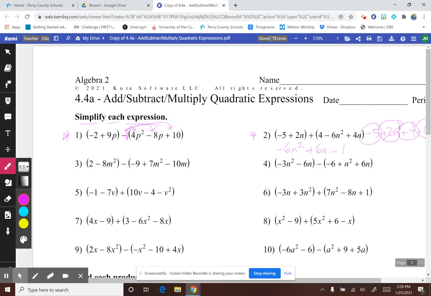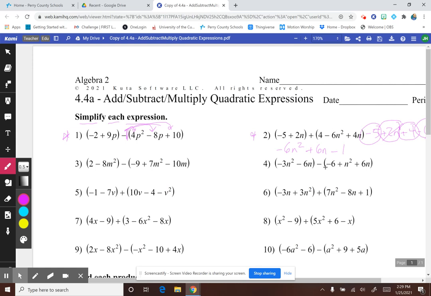And so what you need to think about is that if I multiply by -1, I want you to just think about this for just a second. What happens to each of my terms? If I multiply by a -1, it's kind of like doing the inverse, okay? So instead of a positive 4p squared, this is going to be a negative 4p squared. Instead of a negative 8p, this is going to become positive because a negative times a negative becomes a positive. And the same with this positive 10. This positive 10 is going to become a negative 10.